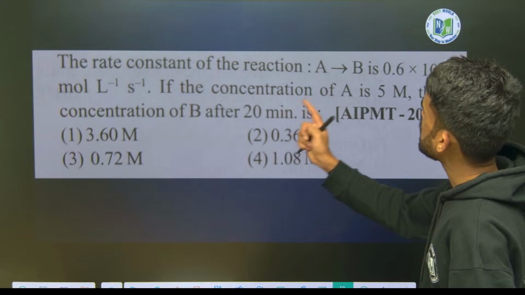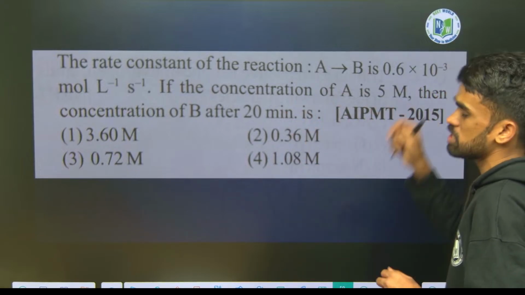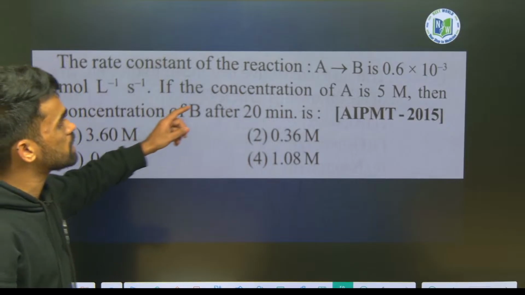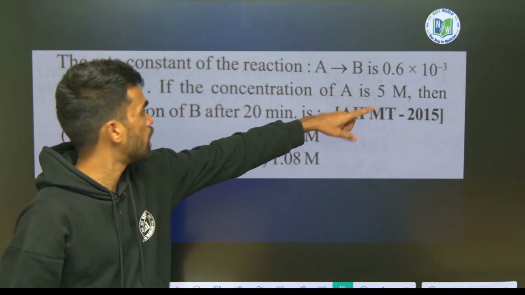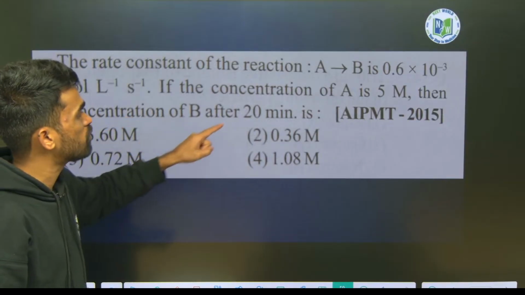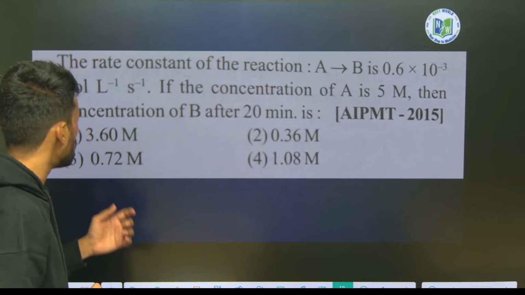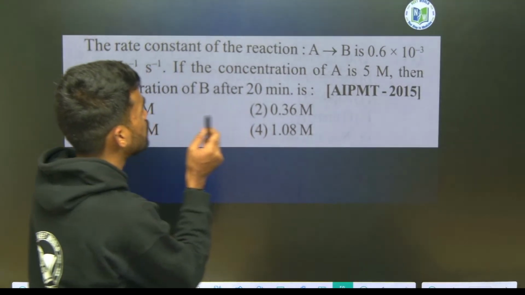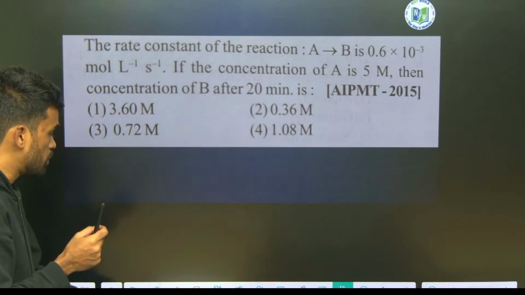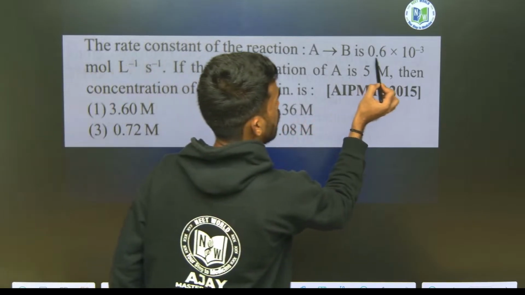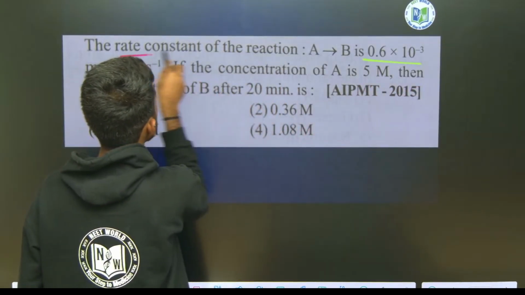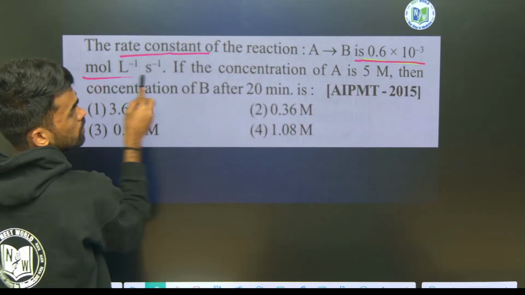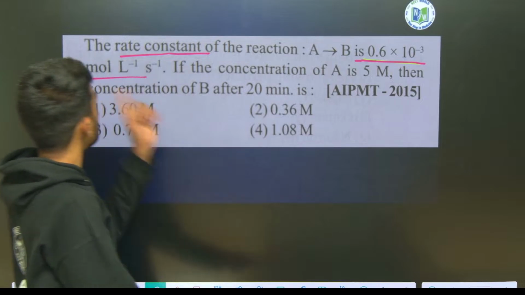The rate constant of a reaction A to B is given as 0.6 into 10 power minus 3 mole liter inverse second inverse. If the concentration of A is 5 molar, then concentration of B after 20 minutes. So how we are going to do this question? See, first of all we need to identify what is the order of this reaction by looking at this rate constant. See, the rate constant they have given as 0.6 into 10 power minus 3 mole liter inverse second inverse.